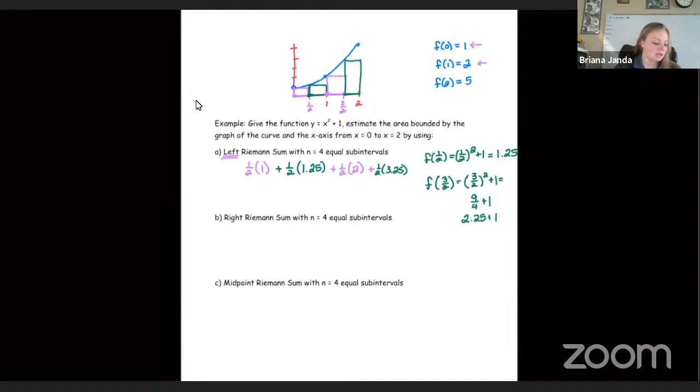Okay, and then typing that into my calculator, and again, maybe it's going to be easier for me to do, especially if I had to do this via mental math, is I might pull that 1/2 out front and do 1 plus, again, 1 plus 1.25 plus 2 plus 3.25. It doesn't matter which way you go about this. Either way, type that in, whatever I get, 3.75.